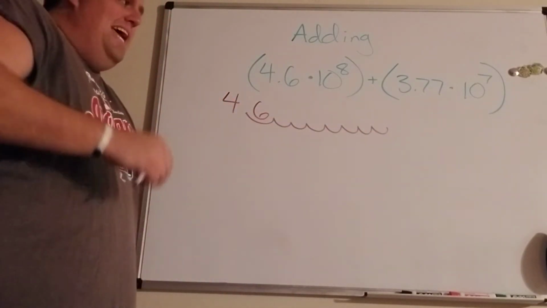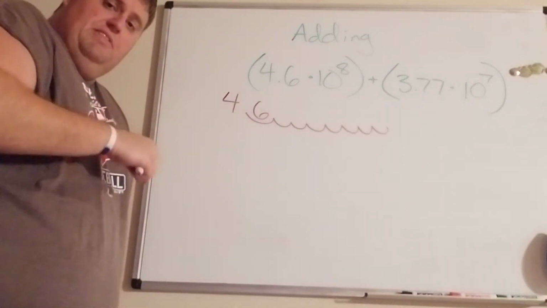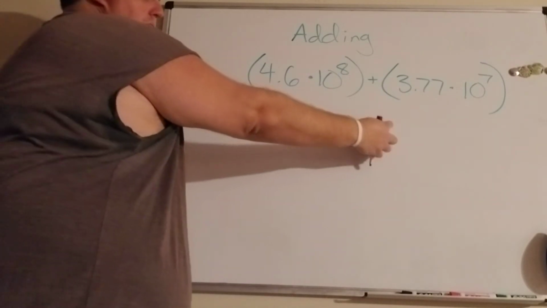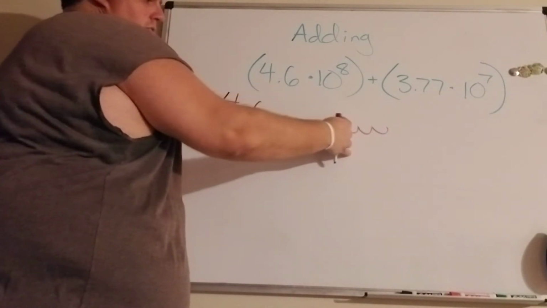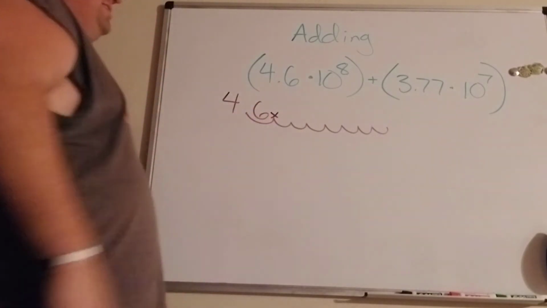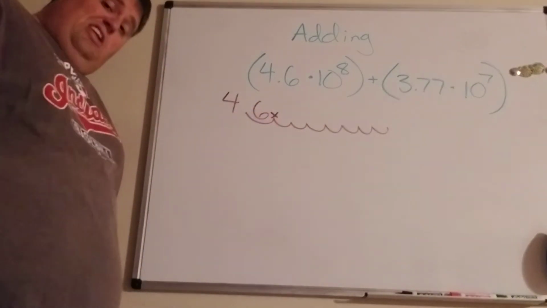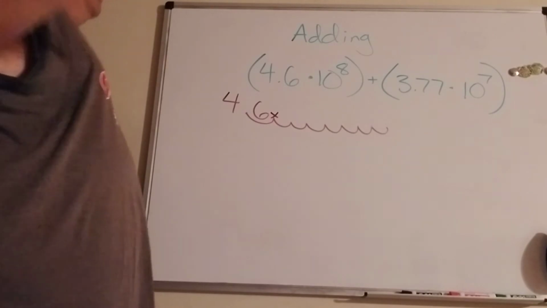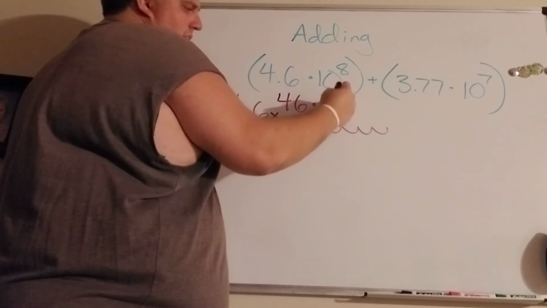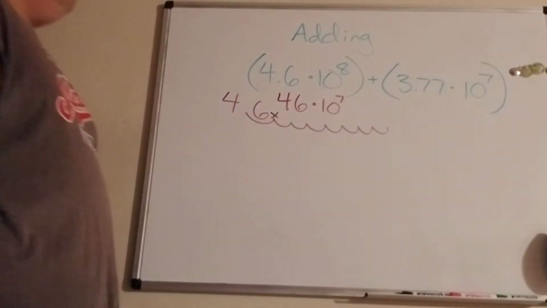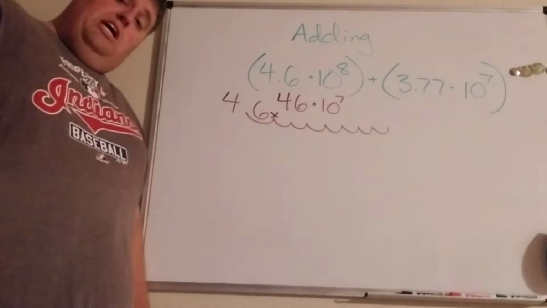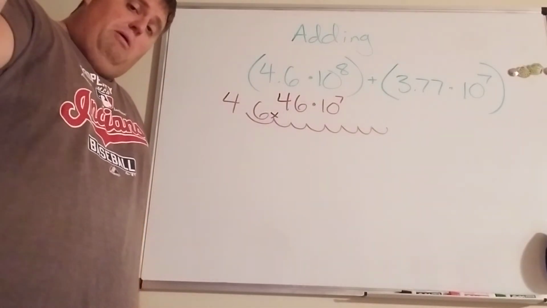If I wanted that 10 to be a 7 and it would only move 7 spaces, where would that decimal have to go? Well, I'm going to count from this side. 1, 2, 3, 4, 5, 6, 7. After the 6. So if I change that number into 10 to the 7th, it would be 46 times 10 to the 7th. Now I know that's not in scientific notation right now, but we're going to worry about that later, okay?